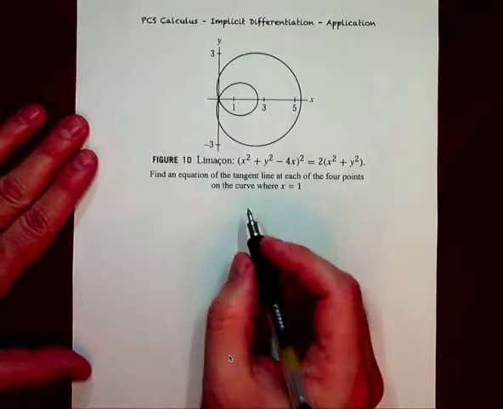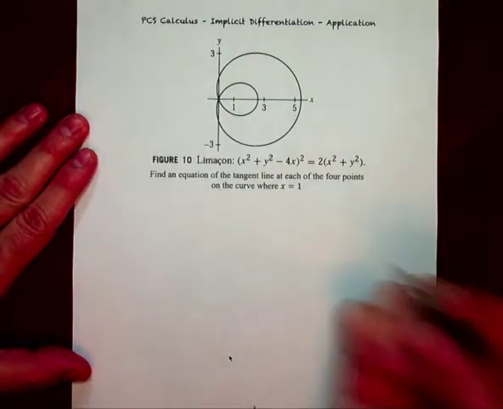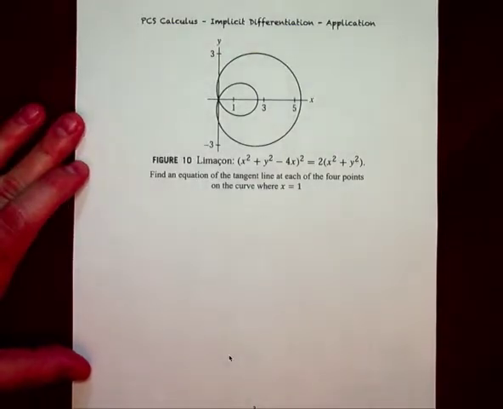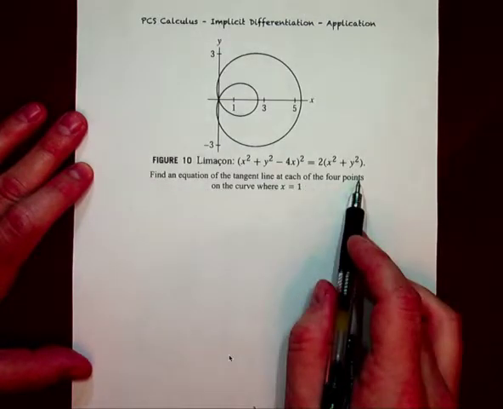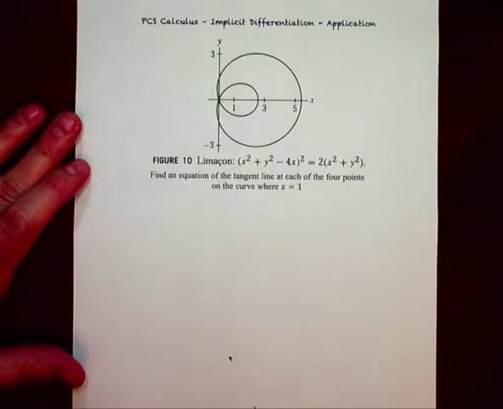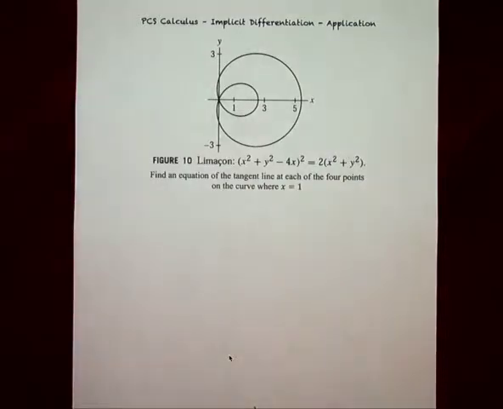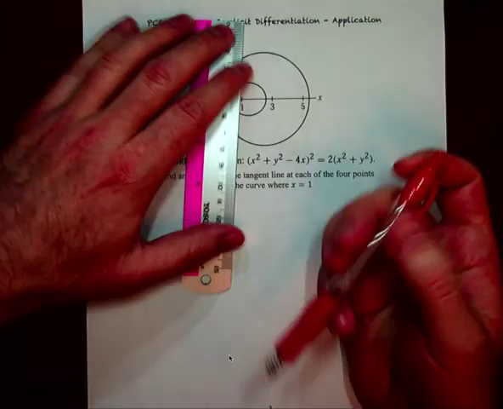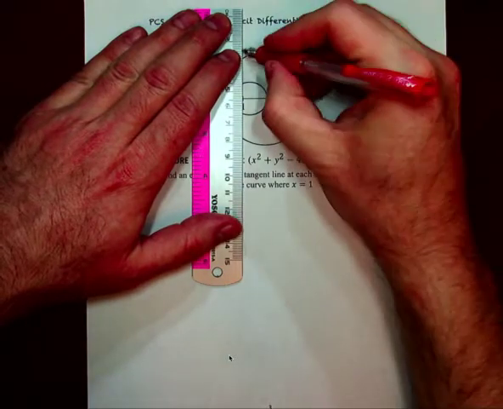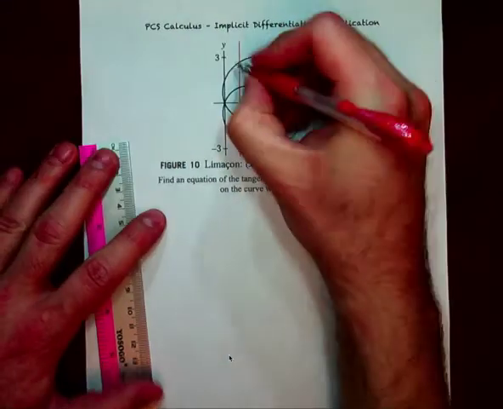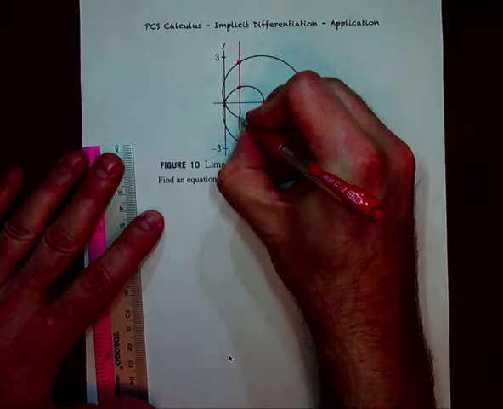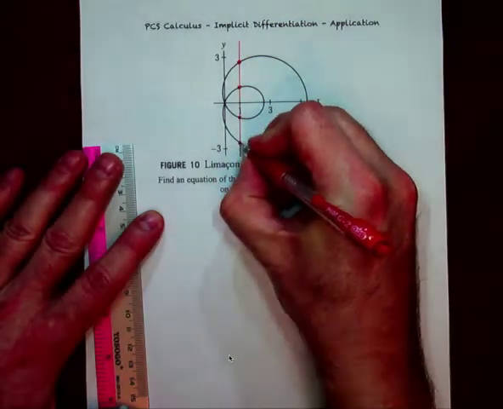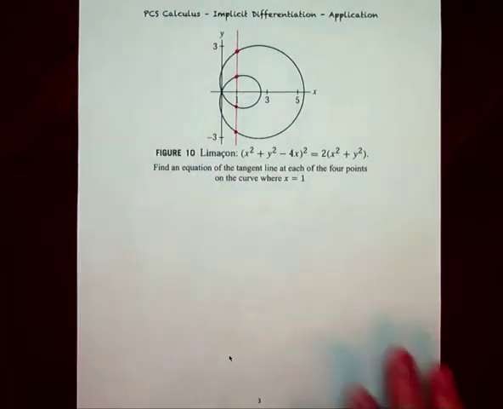Now, what we're going to do here winds up being a little bit tricky. The reason is we're finding the equation of the tangent line at each of the 4 points on the curve where x is equal to 1. So let's draw x is equal to 1. And notice that I'm looking for the tangent line here, here, here, and here. Isn't that wonderful?